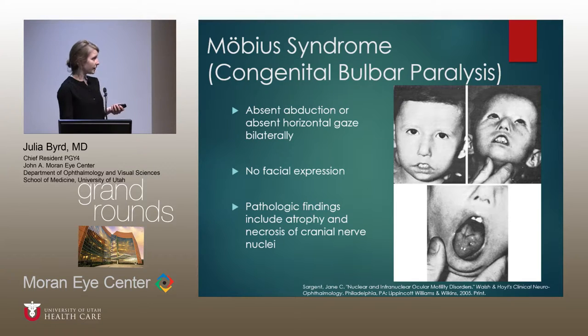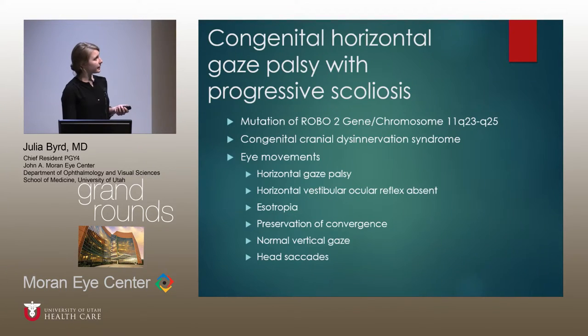These patients can have absent abduction or absent horizontal gaze bilaterally, so they can have basically no horizontal gaze, but they can have preserved vertical gaze. These are congenital problems with the cranial nerve nuclei, so they have cranial nerve 7 palsy, with masked faces and no facial expressions. Multiple cranial nerves can be involved; this image demonstrates an atrophic tongue. On pathologic findings, they've found atrophy and necrosis of cranial nerve nuclei. One theory is a potential vascular insult in the prenatal period, but it's not completely clear.